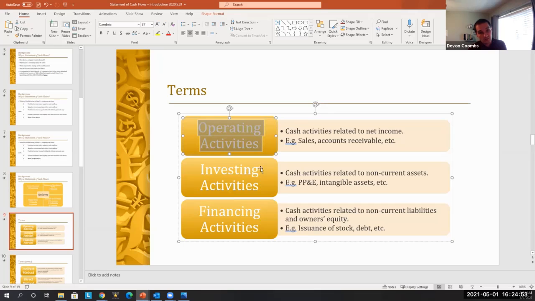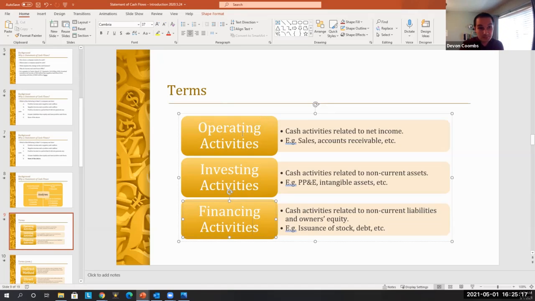If it's long-term, and if I'm buying plant, property, and equipment, if I'm buying an office or land, or if I'm buying a patent, it makes sense. Like, I'm investing in my business. If I am bringing on more partners, or if I'm getting a loan, it makes sense. That's how I'm financing my business. And so we'll have inflows and outflows for each of these activities.